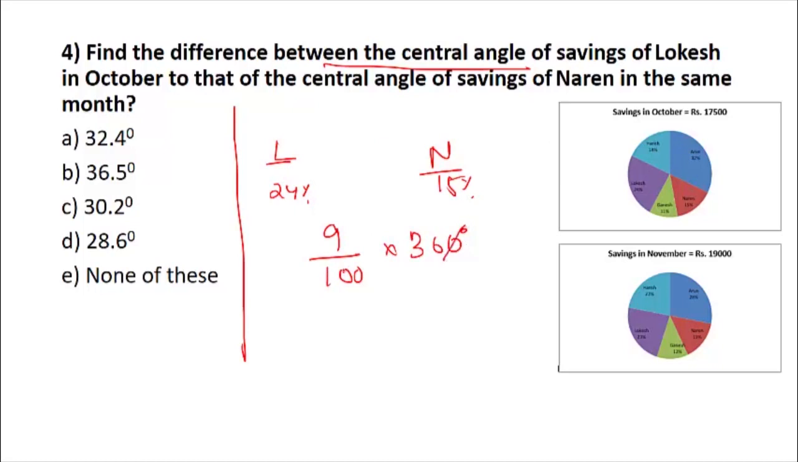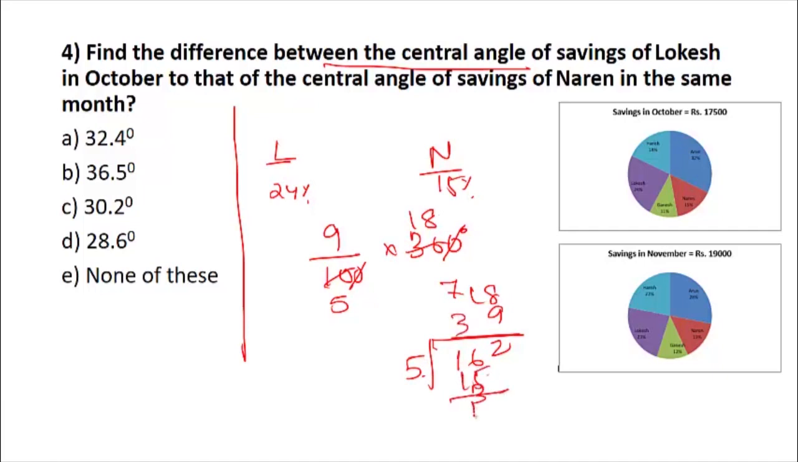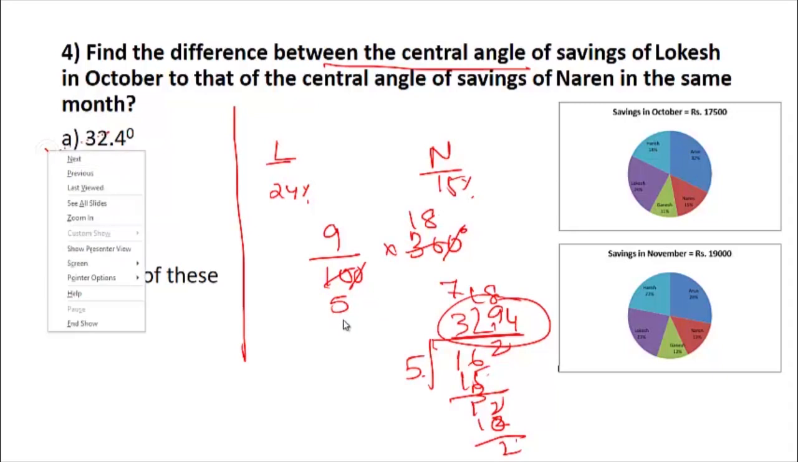Okay, the zeros get cancelled here. This will go for 5 times, this will go for 18 times. Okay, so 18 into 9 is 162. So if you divide it by 5, you will get 32.4. Where is it? It is in A. So your value would be option A.